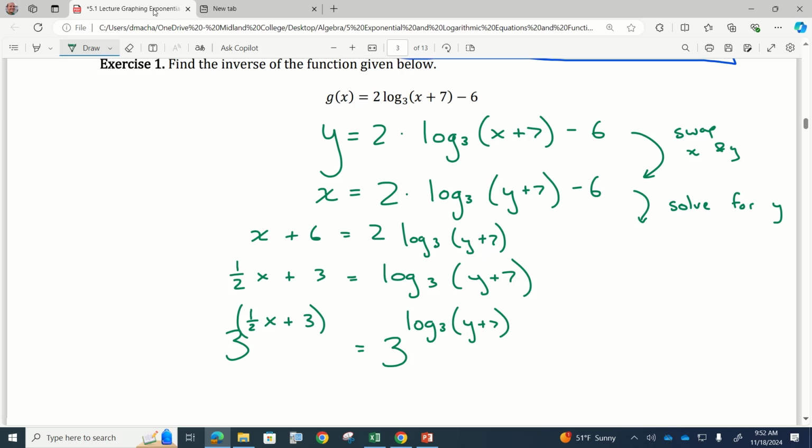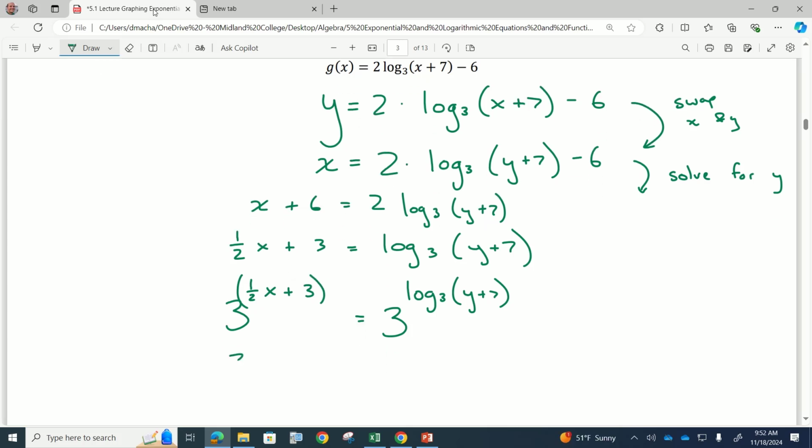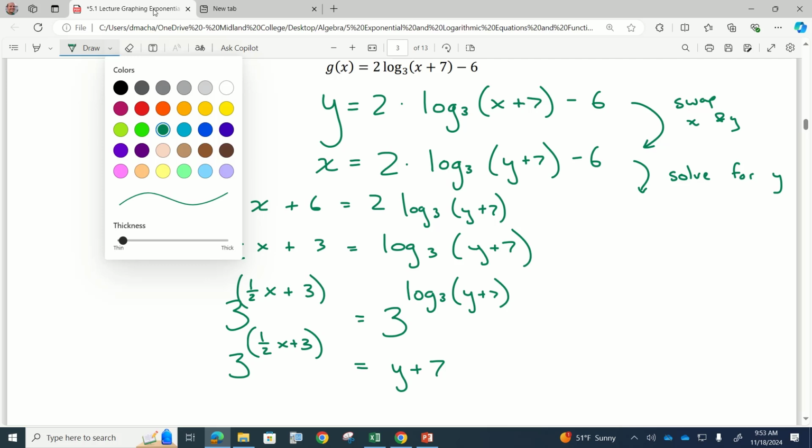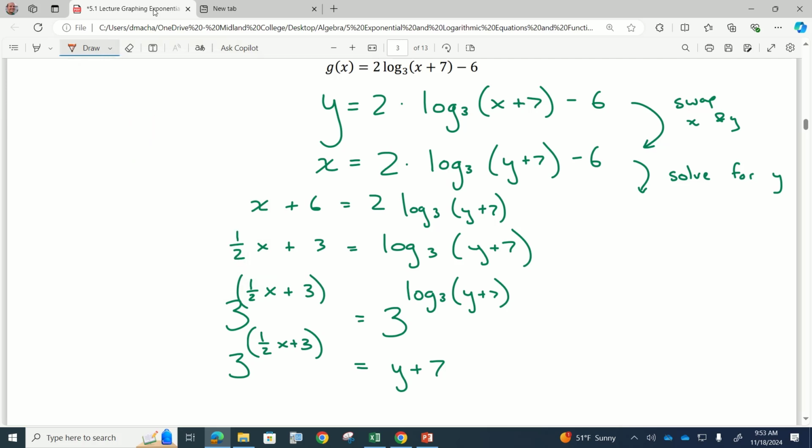The reason I want to do this is because when I compose two inverse functions, like the exponent base 3 and the logarithm base 3, they cancel out and I get y plus 7. So that's the new part. If that's still not clicking, I'll try to write a short little explanation here.